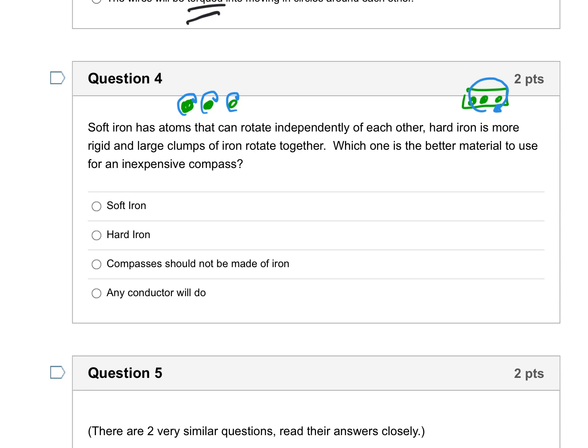Which one is the better material to use for an inexpensive compass? Well, soft iron should be used for a magnetic coupler, because you do not want the coupler to move. You just want it to stay inside of one region and the other part in another region. You don't want it rotating through different things or making anything twist around. So you just want the atoms to rotate. An example of this is a transformer.